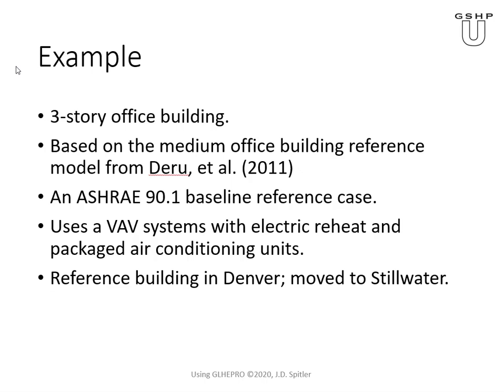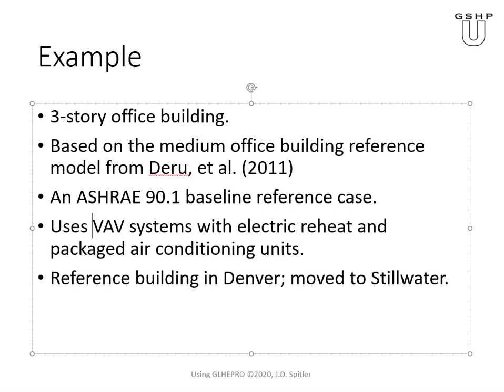In 2011, there was a report released by the U.S. Department of Energy where they had developed quite a few reference models, baseline cases for ASHRAE 90.1. So this particular model, it's a 3-story office building. It uses 3 VAV systems. The zones have electric reheat, and they have packaged air conditioning units.